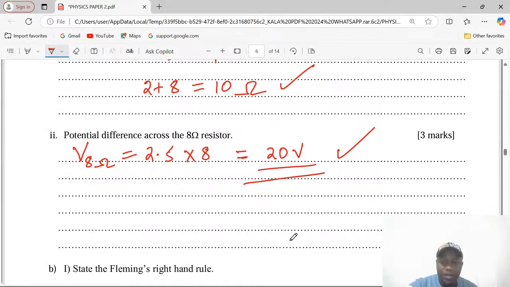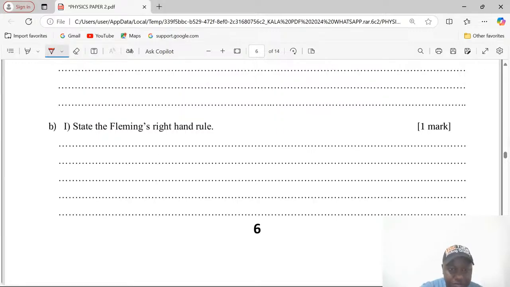Now part B of this question. State the Fleming's right-hand rule.